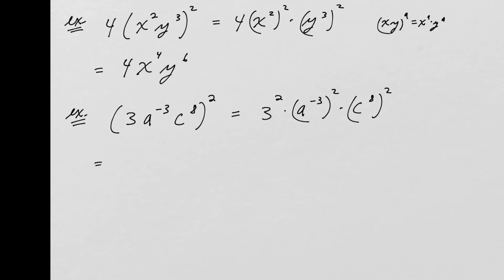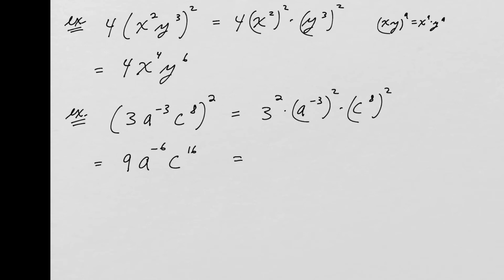Okay, now I can use the power rule, right? First of all, 3 squared is just 9, so I can work that one out. And then if I have a to the negative 3 raised to the second power, I can write that as a to the negative 3 times 2. Remember, I multiply the exponent, so that's negative 6. And then c to the 8 times 2, which is 16.